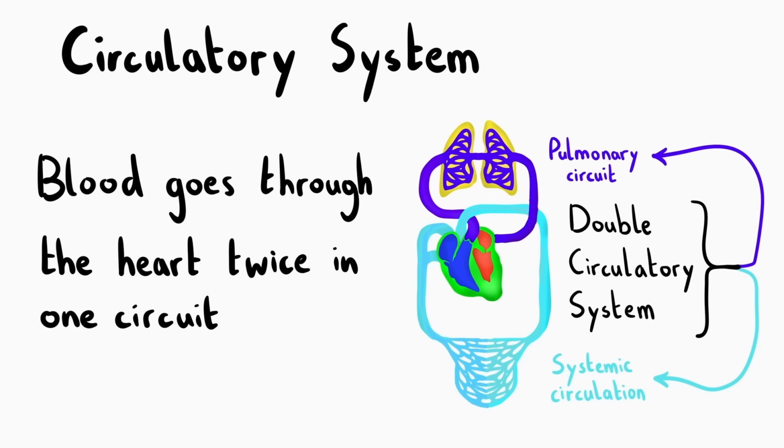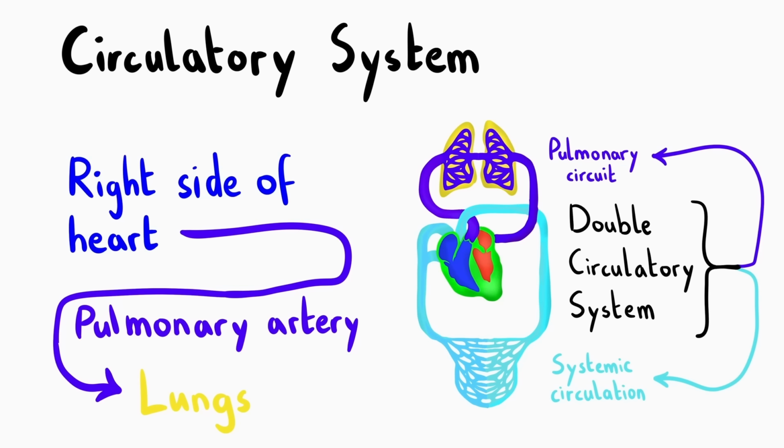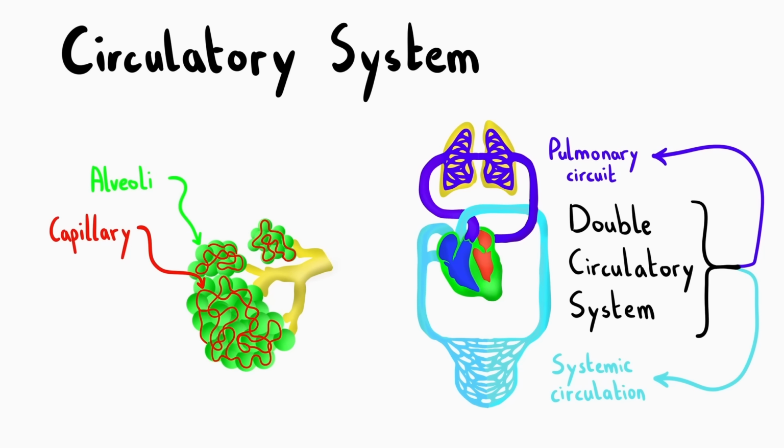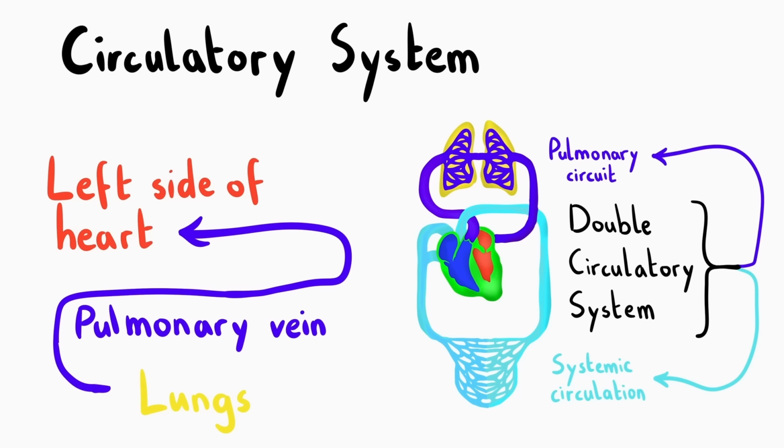Humans have what's called a double circulatory system. This means we have two separate circuits of blood flow, both connected to the heart. The first circuit is called pulmonary circulation. In this circuit, deoxygenated blood is pumped from the right side of the heart to the lungs. In the lungs, this blood picks up oxygen and releases carbon dioxide through the alveoli, as we just discussed. The newly oxygenated blood then returns to the left side of the heart.